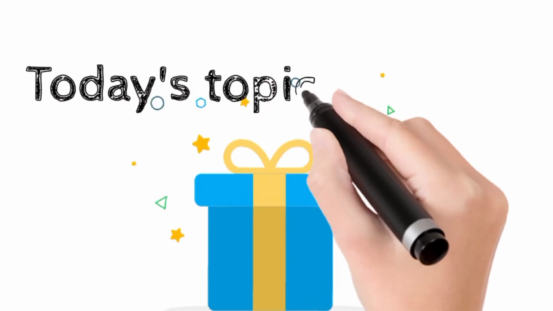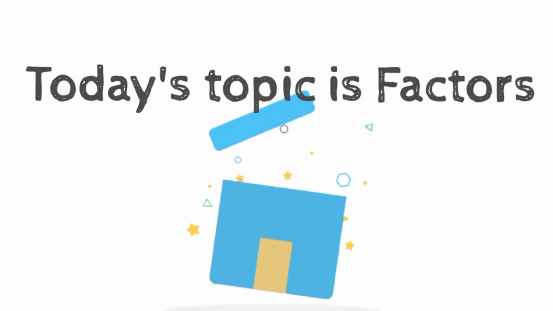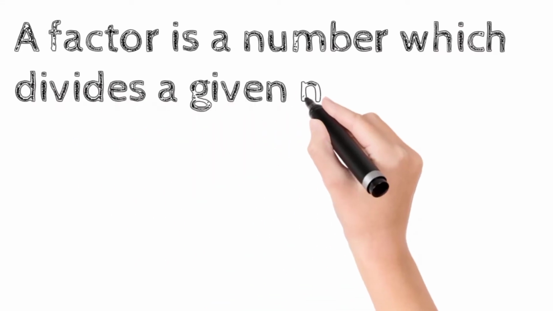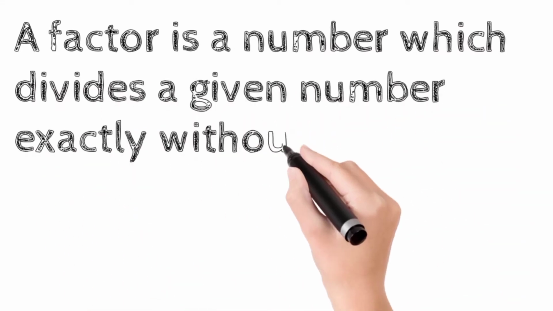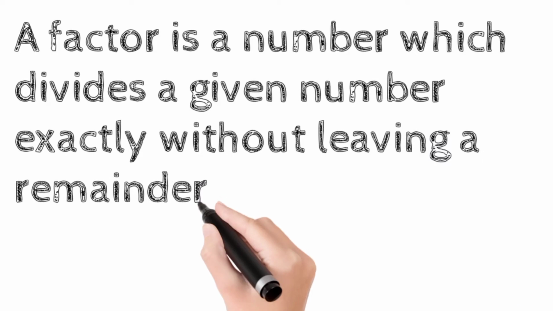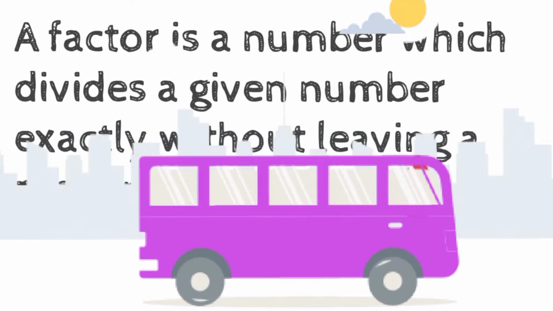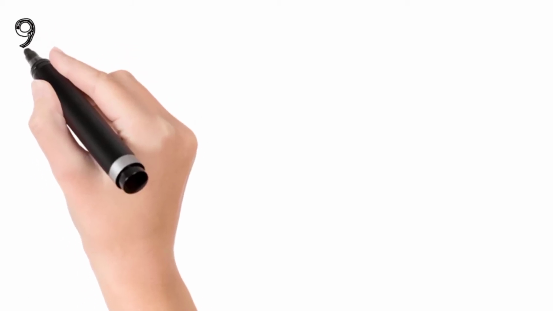Our today's topic is factors. A factor is a number which divides a given number exactly without leaving a remainder. To find out the factor of any number, we have to divide that number from 1 to the number itself. For example, 9. Let's see how to find out the factors of 9.